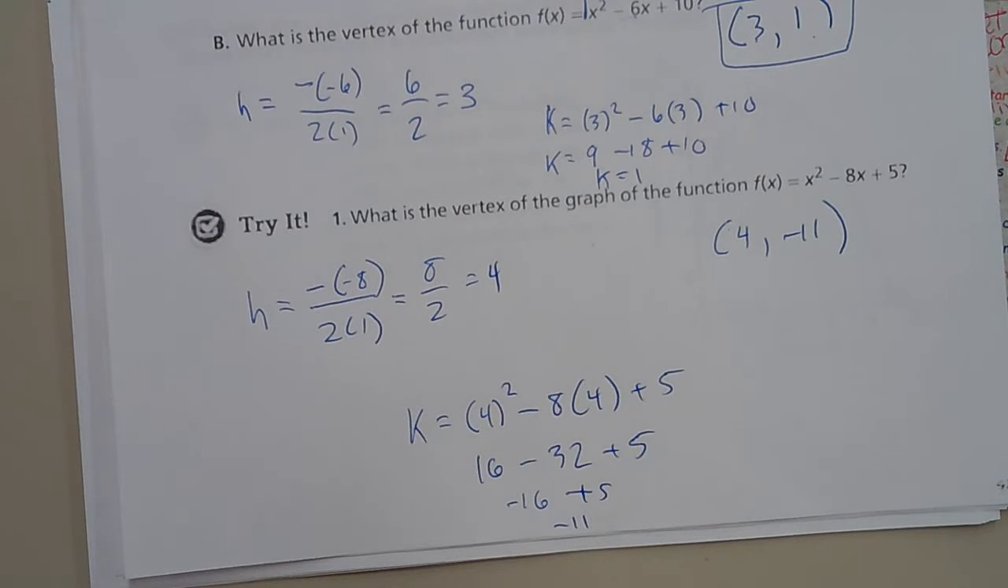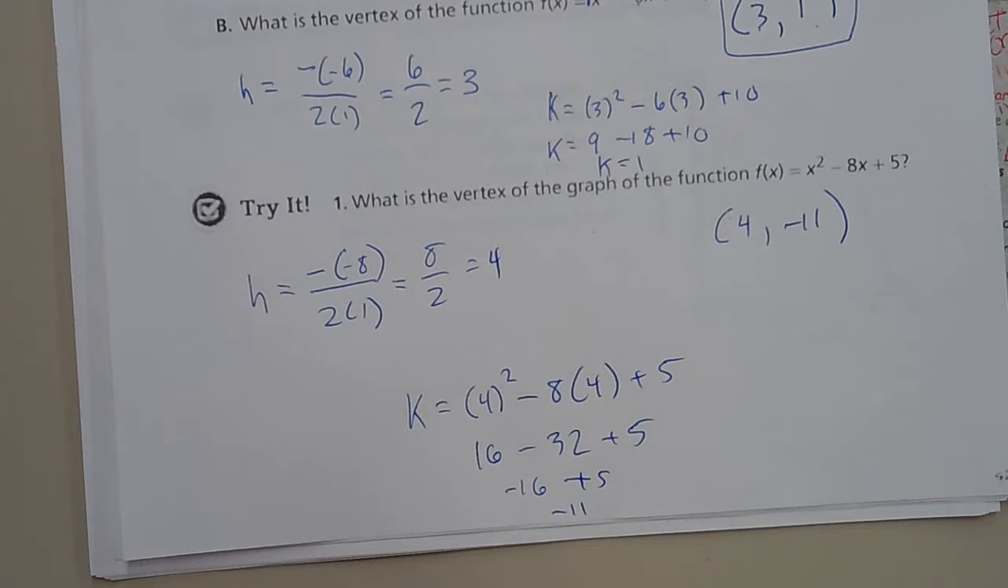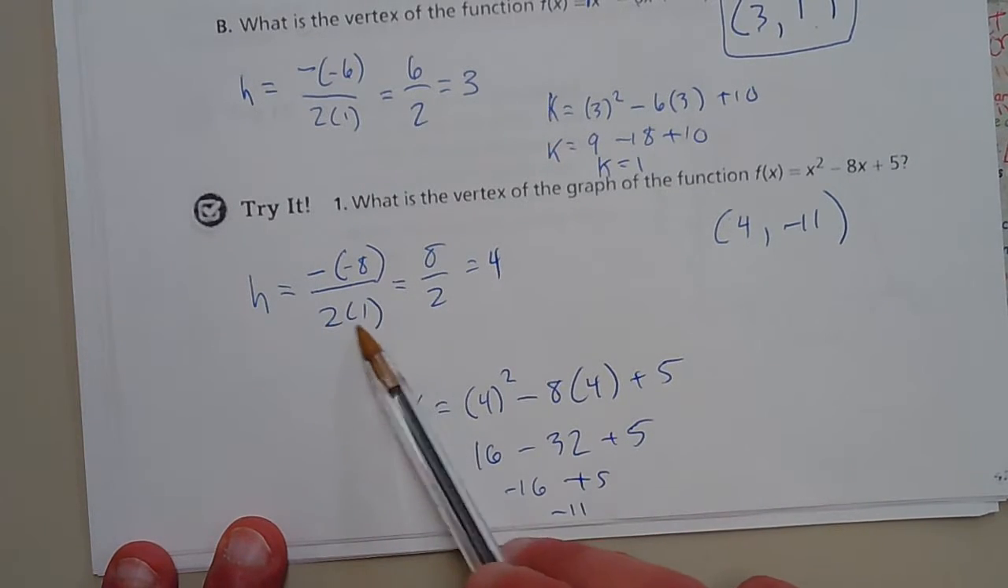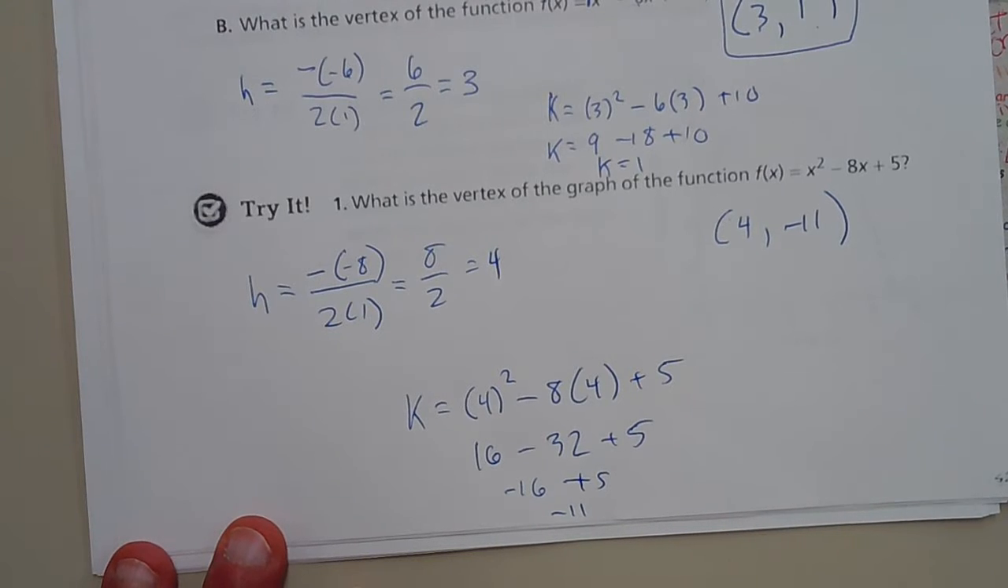Okay, so I've worked it out here, so you can check and see if you did well. H coordinate, you should end up getting 4. So go back, look at your numbers here, see if you got what I did, check if it worked out.